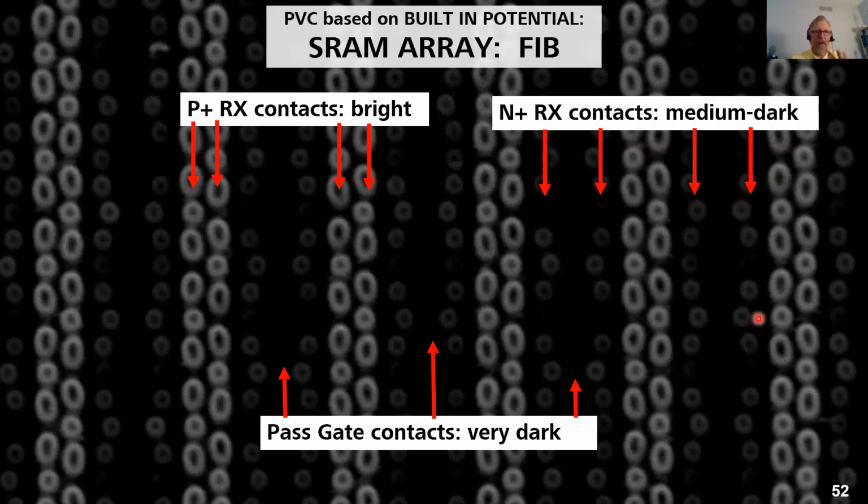Here's a healthy area that happens to be examined by a gallium FIB, where the P plus contacts are bright, the NRX contacts are medium dark, and the pass gate, the gate contacts, are very dark because they are completely floating.